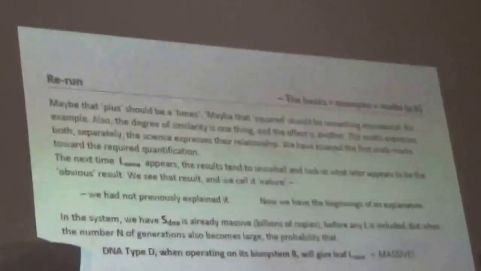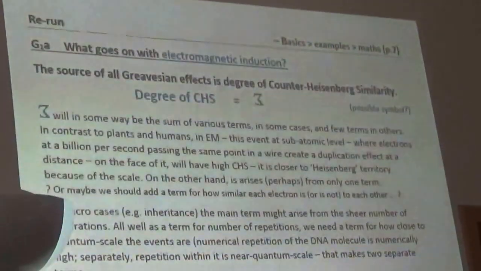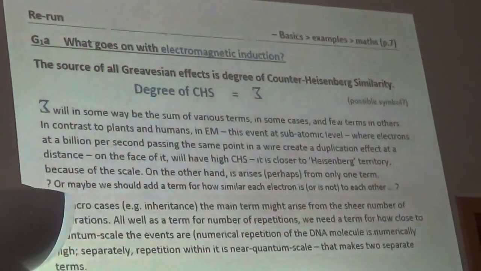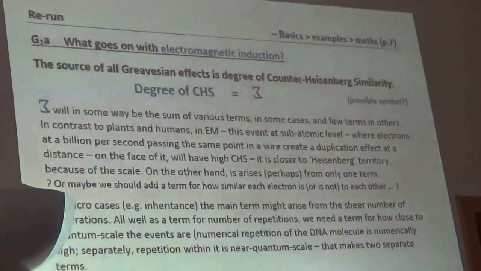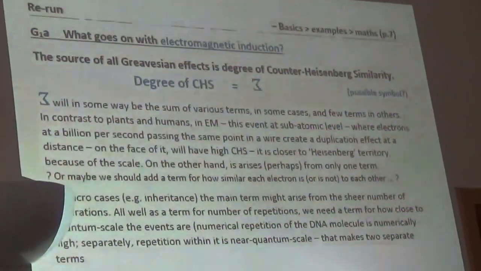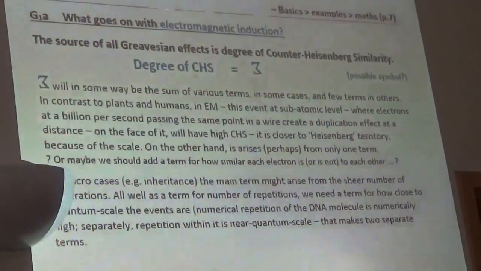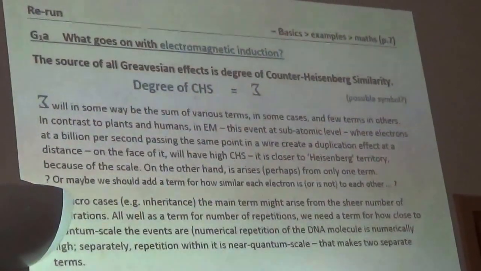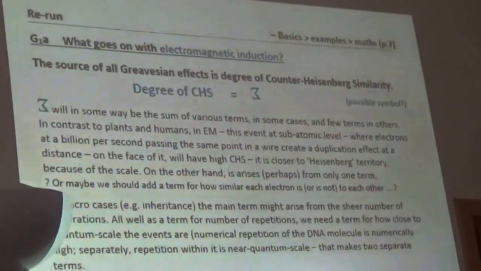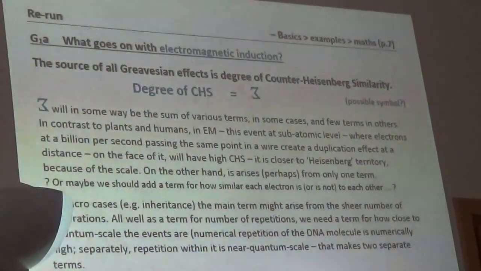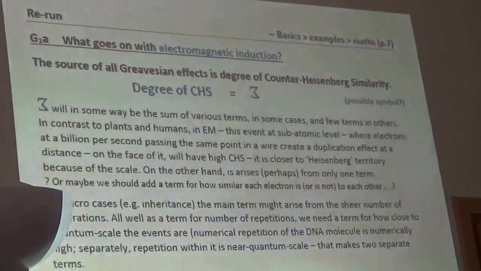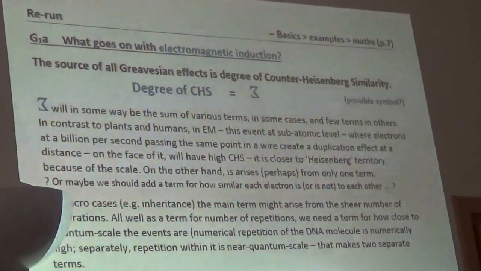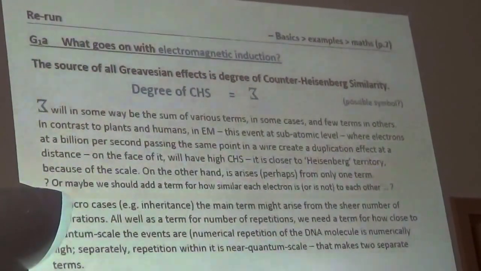Okay, the rest of that page is obvious. I've got to cut this down. I'm inventing the degree of Counter-Heisenberg Singularity, call it sigma backwards, I don't know, call it something. And it will be the sum of various terms. There'll be one for how similar the DNA is in that particular example. There'll be one for how many times the leaf is reproduced. You add up the terms for the separate types of cause, each one being a degree of similarity.